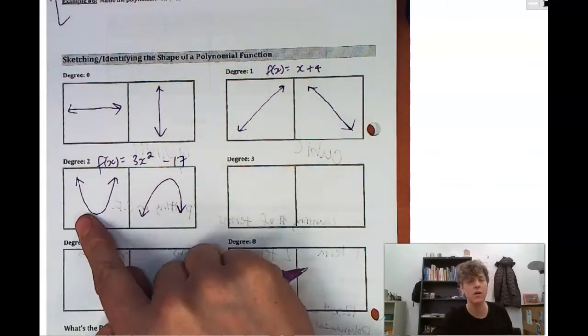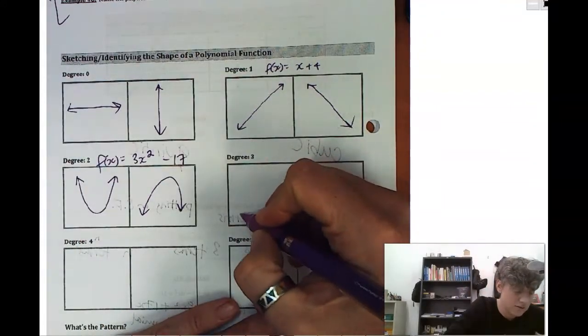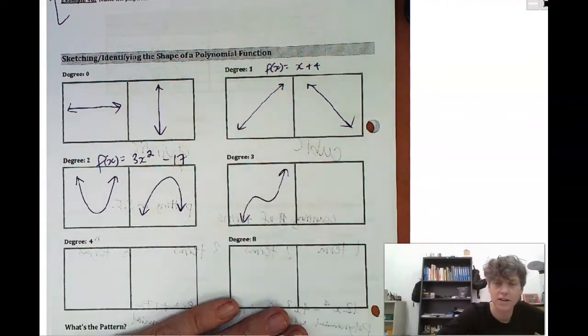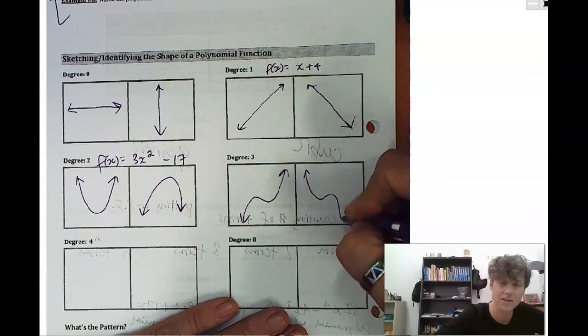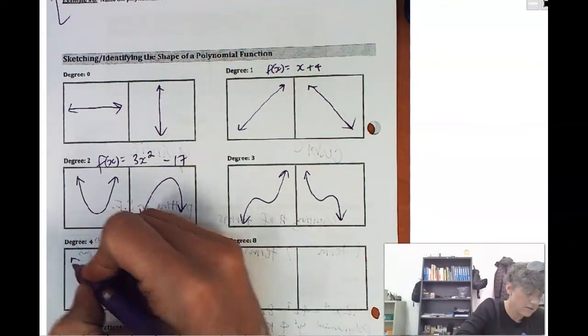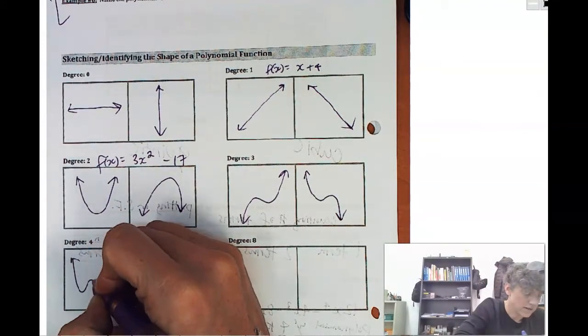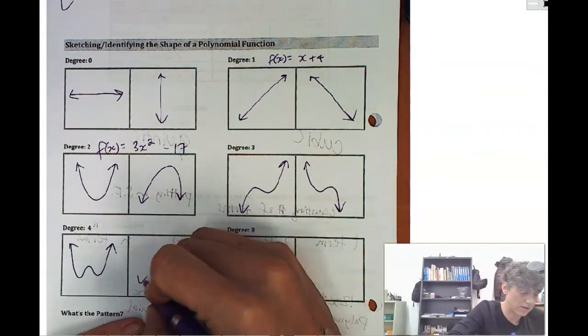Degree 2s are parabolas. Degree 3s are either going to look like that, or the flipped version going to look like this. Degree 4s going to look like a W, kind of, a wiggly W, or it would go down.